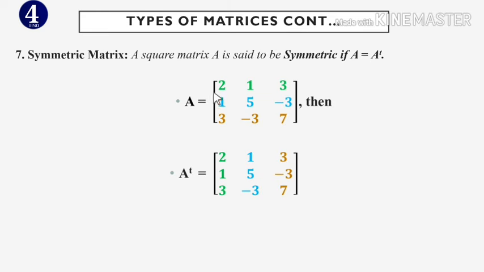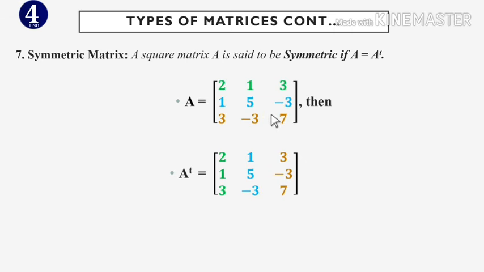Now let's compare. Row number 1 was 2 1 3, and in the transpose row number 1 is 2 1 3. What about row number 2? 1 5 minus 3, and 1 5 minus 3. Row number 3: 3 minus 3 and 7, and 3 minus 3 and 7. They are the same. Comparing the columns: 2 1 3, 2 1 3; 1 5 minus 3, 1 5 minus 3; 3 minus 3 7, 3 minus 3 7. So A and its transpose are equal.